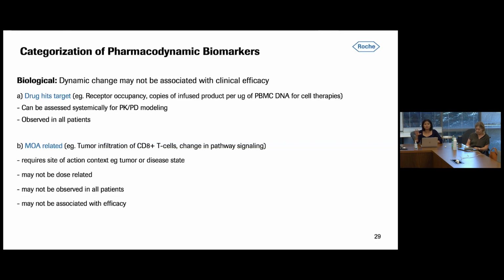Oftentimes for MOA related biomarkers, what we tend to do is reserve this only for the dose expansion cohort. What is a dose expansion cohort? When you go through your phase 1 trial with a 3+3 trial design, you hit a dose where your clinical scientist says, that is my maximum tolerated dose. That's the dose I want to take forward in a phase 2 trial. Now let's go from just 3 patients in that last dose to 10 patients. That dose expansion cohort is the best place for you to study mechanism of action related biomarkers.